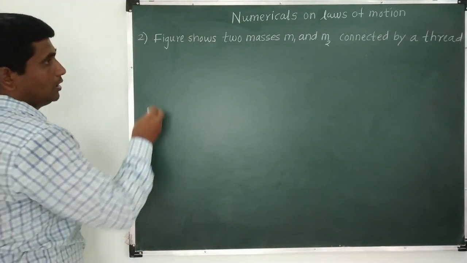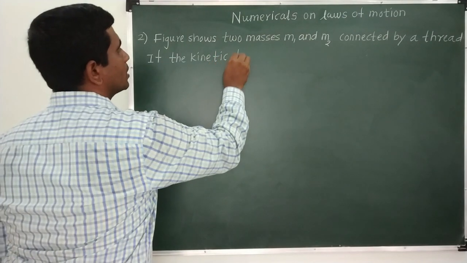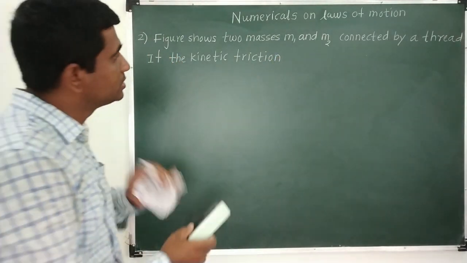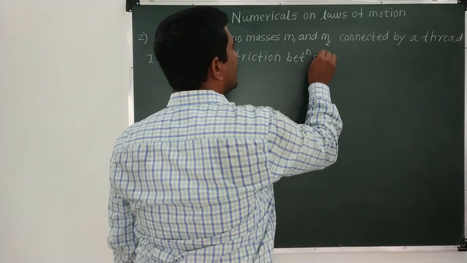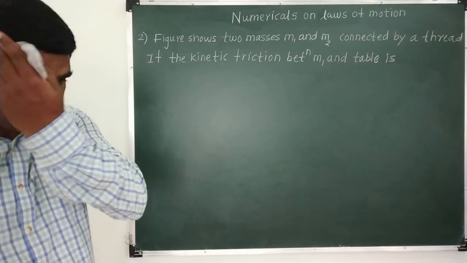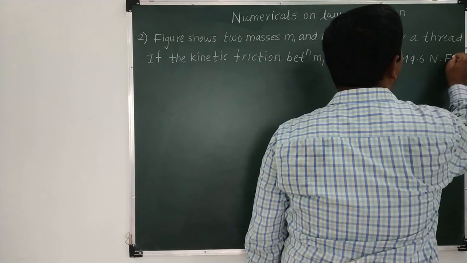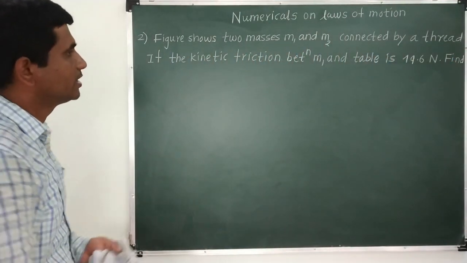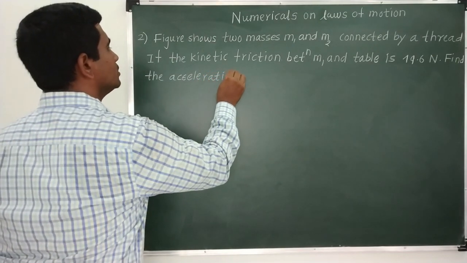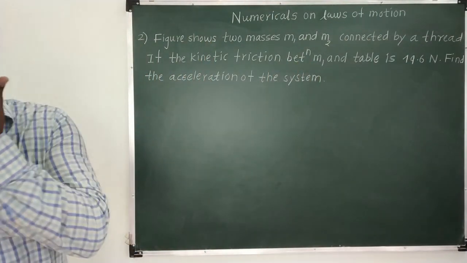If the kinetic friction between M1 and the table is 19.6 Newton. Find the acceleration of the system.